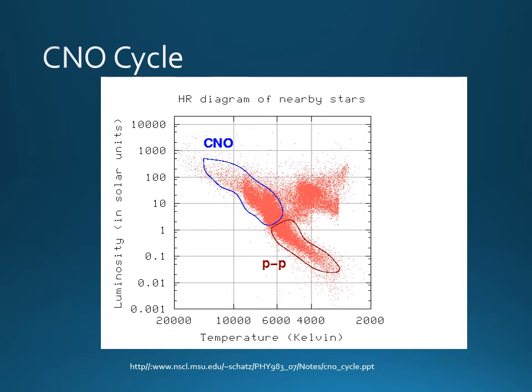CNO and the PP chain's dominance on the main sequence. The break point comes around 8 solar masses. A star below 8 solar masses cannot attain a central temperature of 14 million Kelvin, so the primary source of power is the PP chain. Above 8 solar masses, the star's core is above 14 million Kelvin, so the CNO cycle dominates.